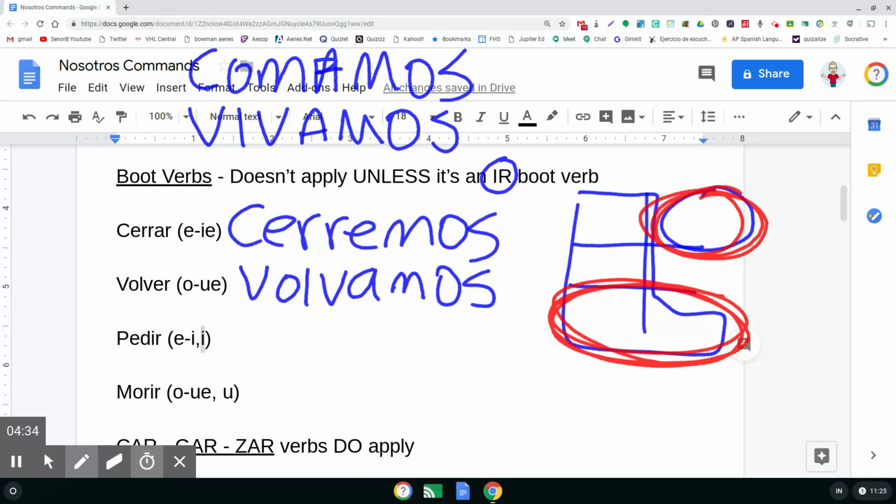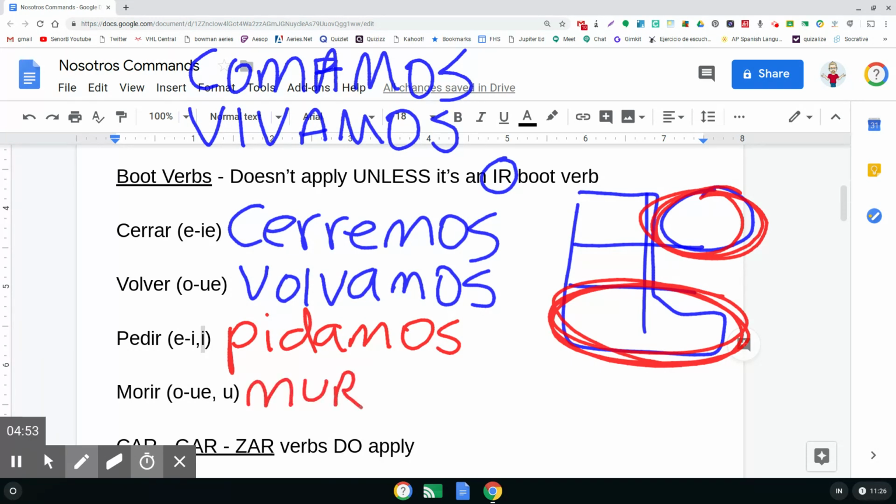Pedir in the preterite goes to pidió. So I'm going to keep that change, that PID change, and then I'll add my opposite ending for the nosotros command, which is amos. So pidamos would be the nosotros command. Morir in the preterite in the he, she form goes to murió, M-U-R-I-O. So I'm going to keep that M-U-R change, and then I'm going to add my ending to it, which, opposite for an IR, would be an AMOS: muramos.